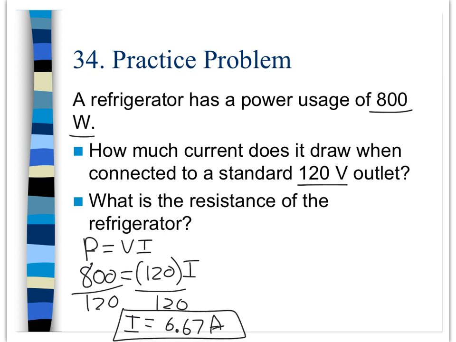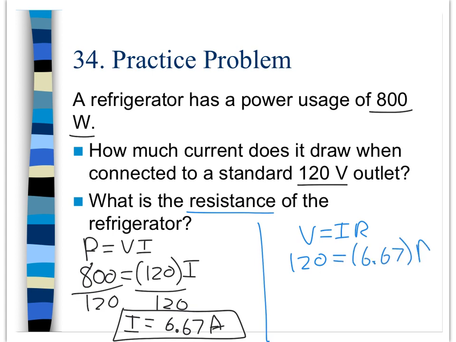From there, we want to find the resistance of this refrigerator. The refrigerator obviously is a little bit more complicated than just a basic resistor, but we can still find the equivalent resistance of that refrigerator. We're going to do that using Ohm's law that we've done many times before. So we say that our voltage, which was 120, is equal to that current we just found, 6.67, times our resistance. We divide by the 6.67, and we end up with a resistance here of 18 ohms.